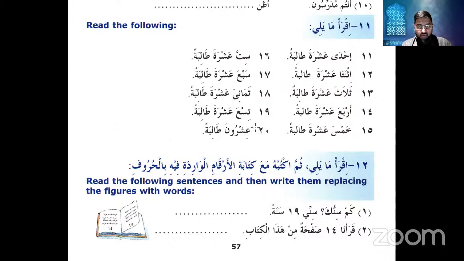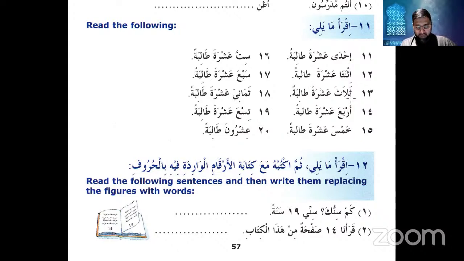So from 11 to 20, you'll see what's happening now. Go ahead. Or let me explain first, and then you know what to do. Ihda is feminine. Ashrata is feminine. Talibatan is feminine because we said numbers 11 to 12, both parts, the units and the tens will correspond. So ihda ashrata talibatan. Number 12. Ithnata ashrata talibatan. 12, both parts, the units and the tens are corresponding to talibatan.